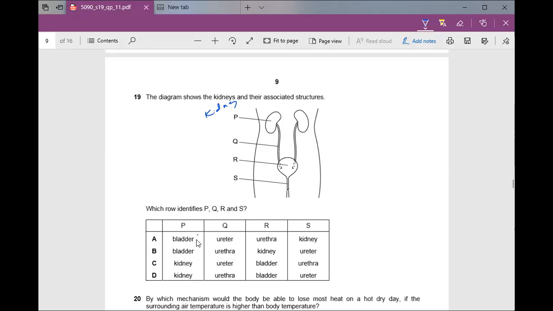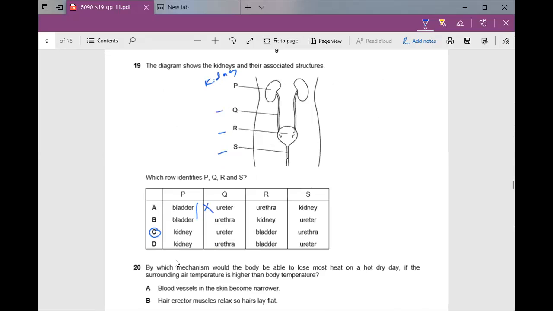So it means both the options are wrong. Q is ureter, R is bladder, S is urethra. Okay, so C is the correct option.